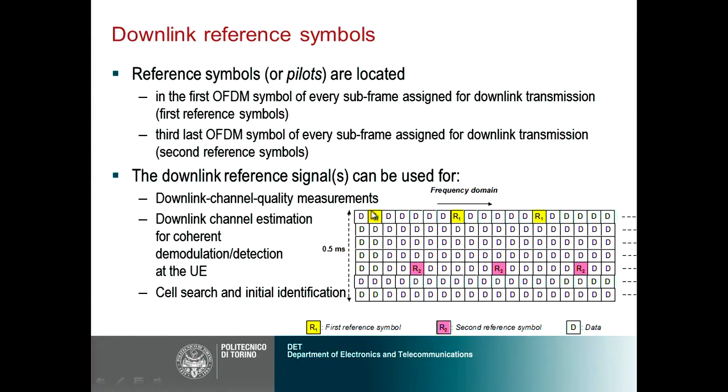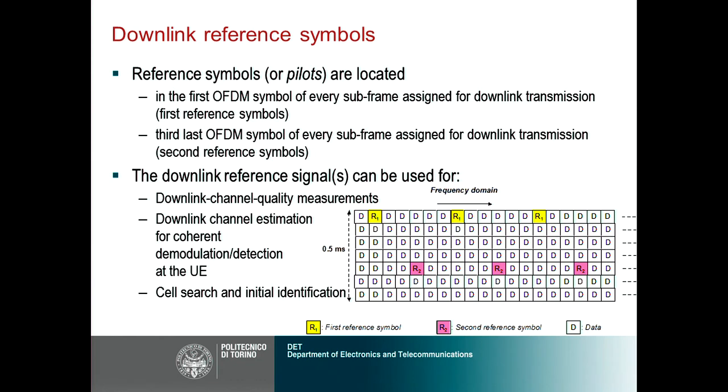These reference symbols are placed, of course, in known parts of the resource elements. They are usually spaced three subcarriers apart, and they repeat. What you see in the reference symbol is a sequence of bits, but it's not always the same sequence of bits. There is a subset of 510 different sequences of bits that are used in the reference symbol.